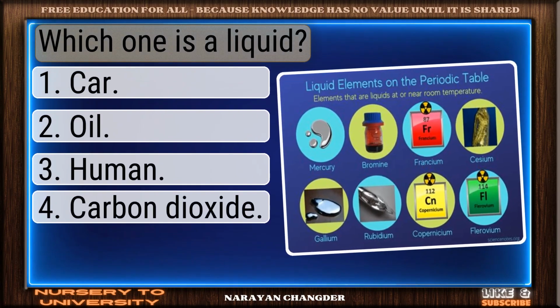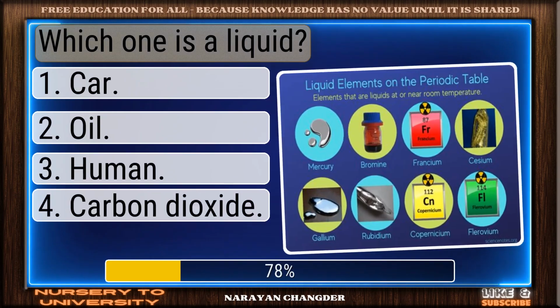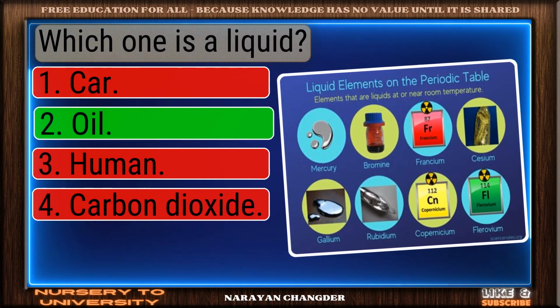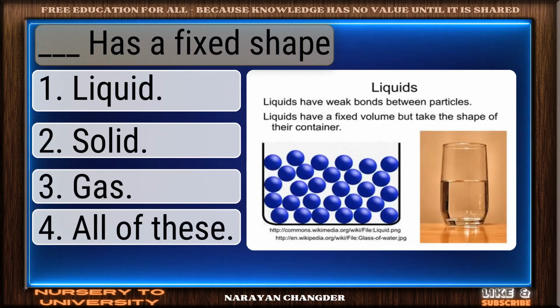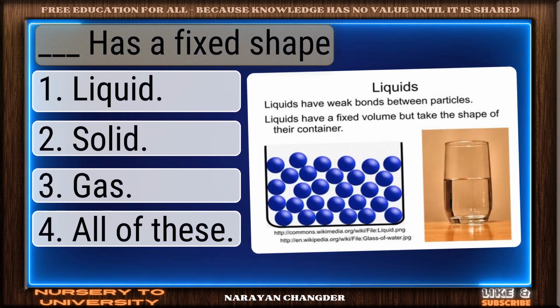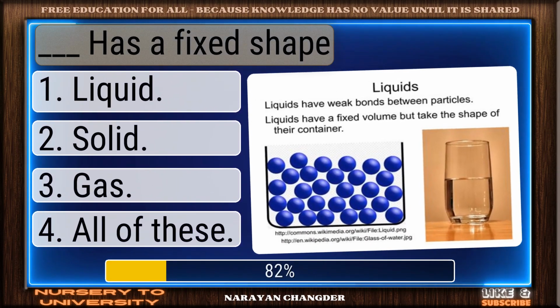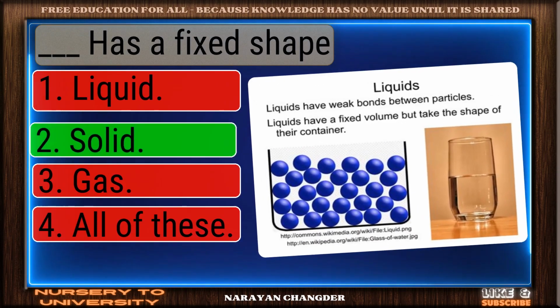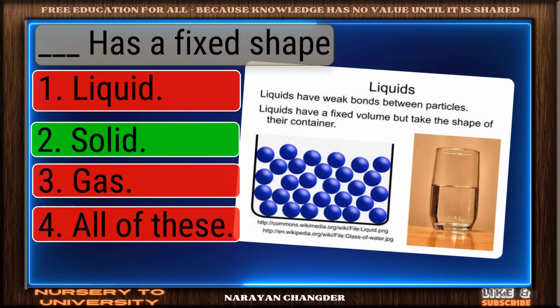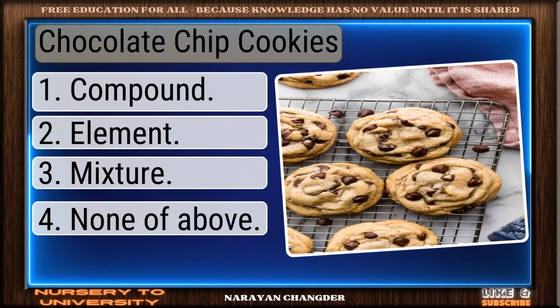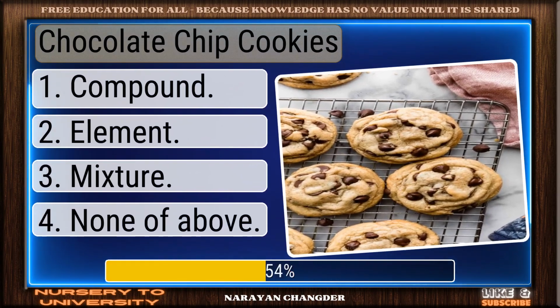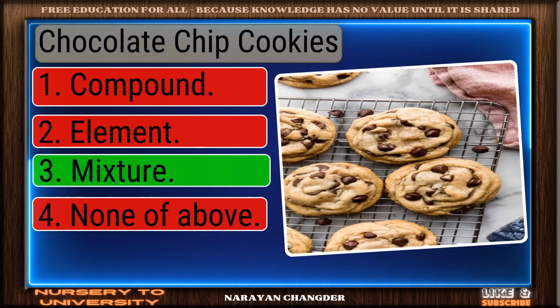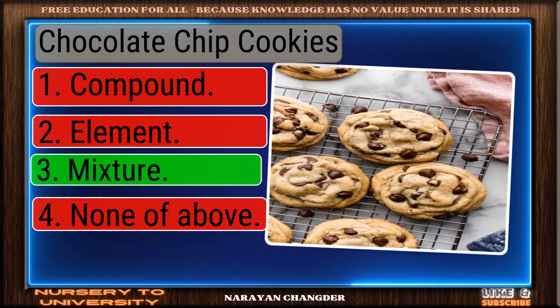Which one is a liquid? Nicely done. Oil is a solid answer. Dash has a fixed shape. Well reasoned. Solid is the correct choice. Chocolate chip cookies? Well done. Mixture is the right choice.